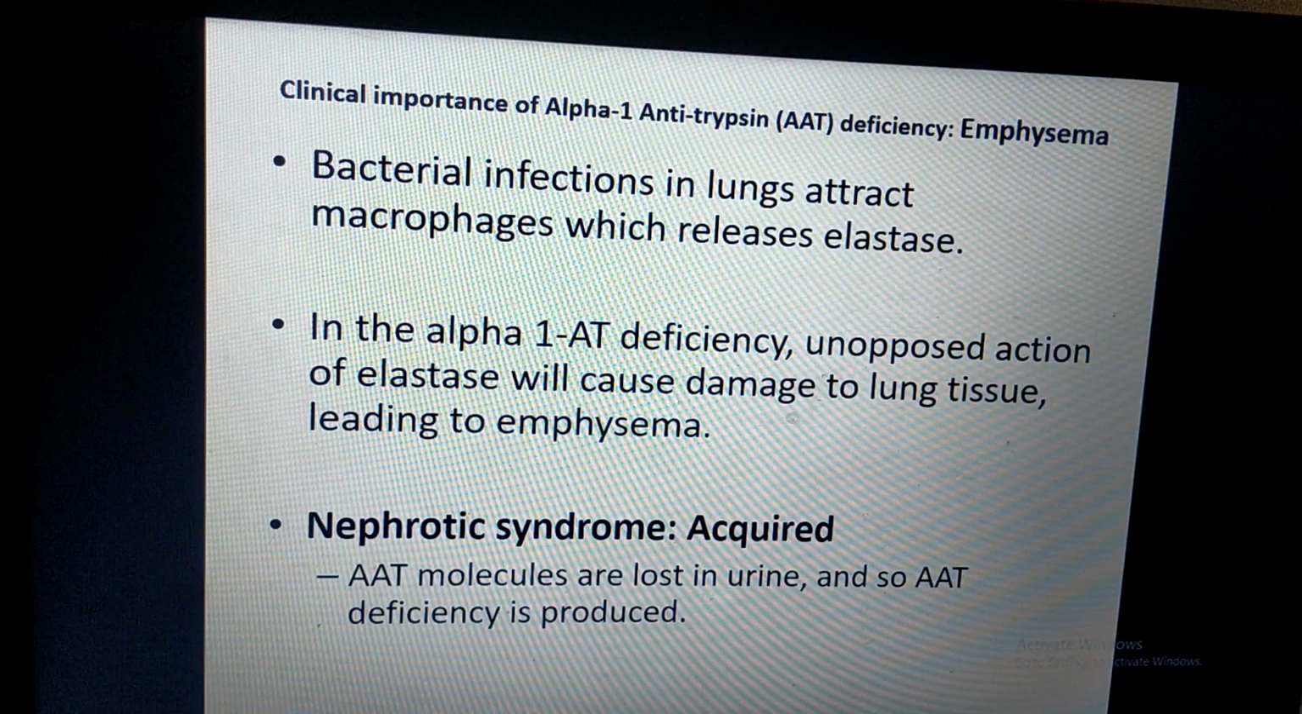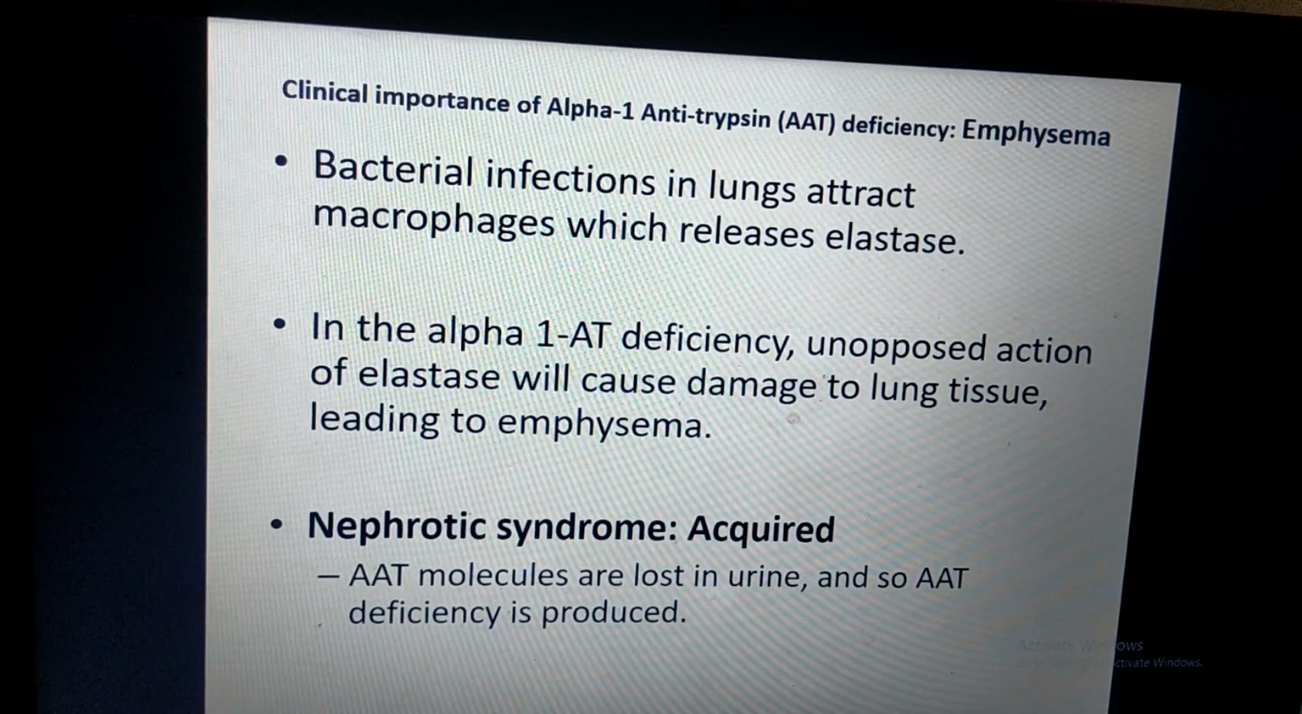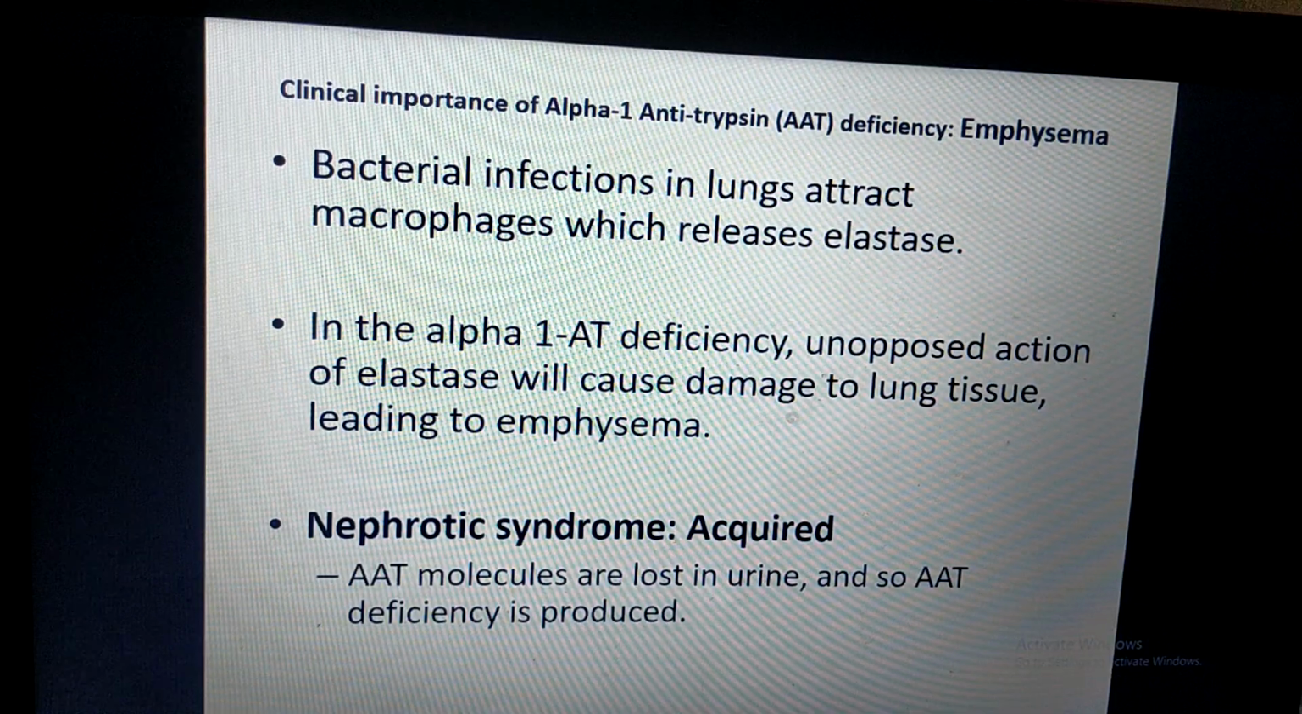Now in some cases of nephrotic syndrome, as I have told you, where the glomerulus is damaged, the alpha 1 antitrypsin which is present in the blood gets filtered and excreted through the urine, leading to acquired deficiency of alpha 1 antitrypsin. So this is the alpha 1 antitrypsin deficiency and emphysema.